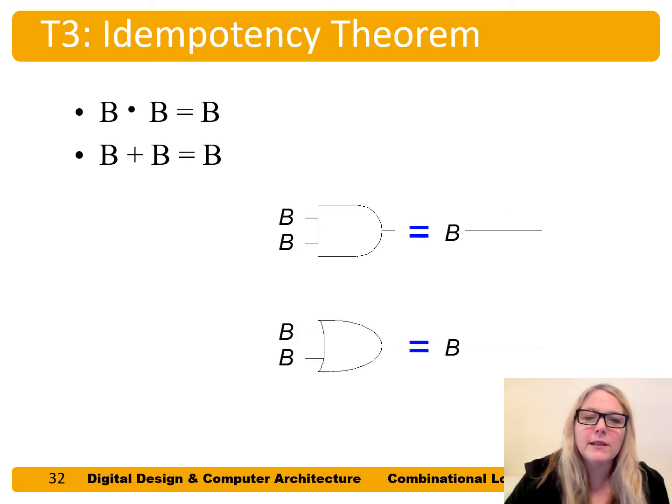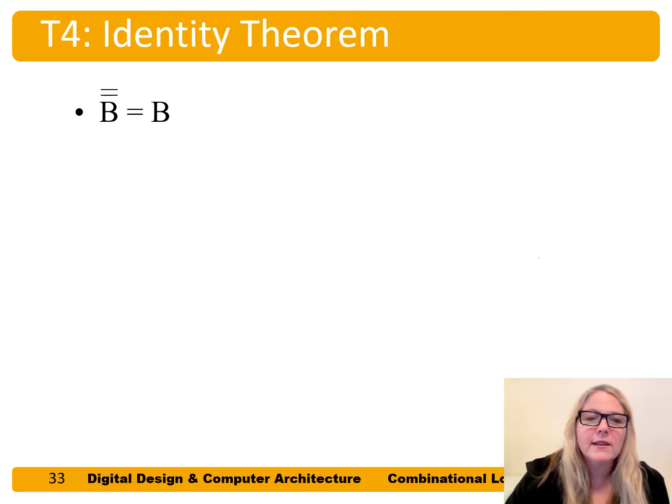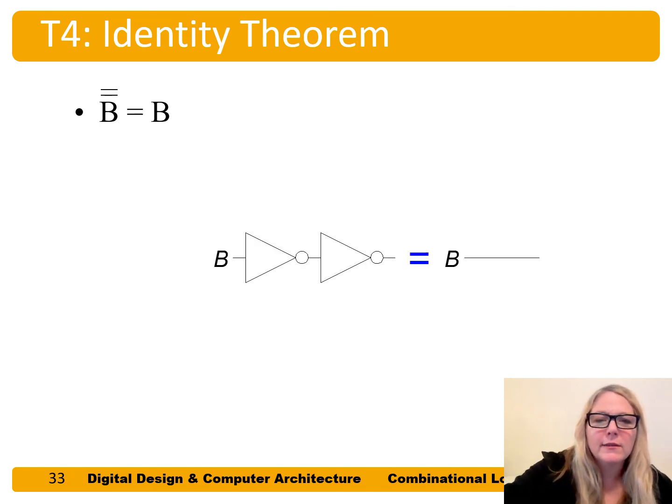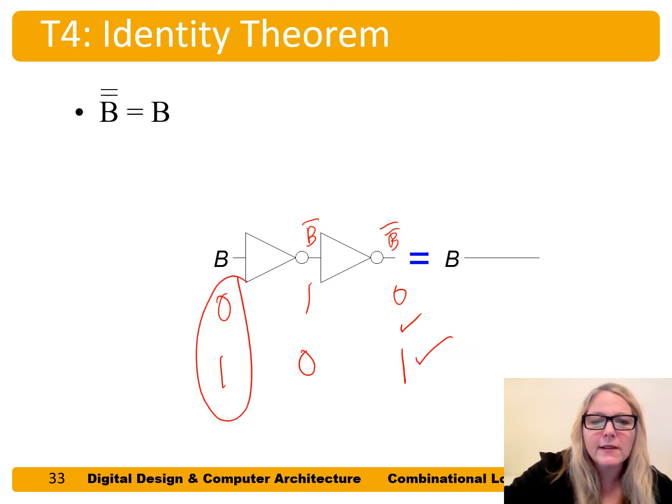Idempotency theorem: B and B is just the same as a wire tied to B, B or B, a wire tied to B. Involution theorem, B bar bar equals B. So if we invert something twice, we get B bar, the inverse of B, then we invert it again and get B bar bar, which is the same as B. For example, if B is 0, invert it once, we get 1, invert again, and get our B back. If it were 1, we invert it once, we get 0, invert it again, we get our 1 back. So B bar bar is just the same as B.